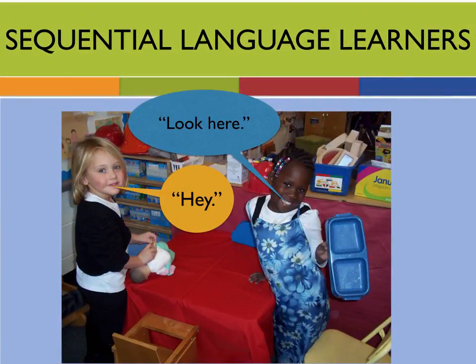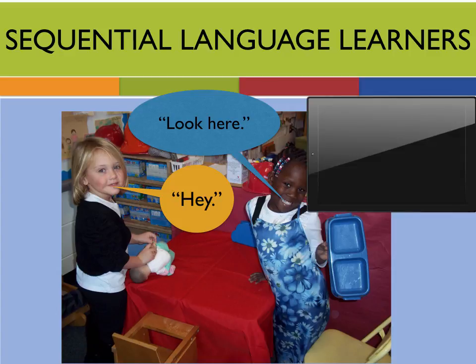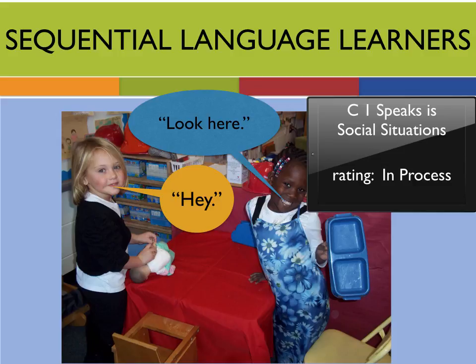Following the silent period, children begin to use short phrases and simple greetings. These children begin to use social and functional phrases such as, "Hey," "please," or "look here." They may repeat words and phrases heard in the classroom. This child would be rated as in process on WSO indicator ELL C.1, speaks in social situations.